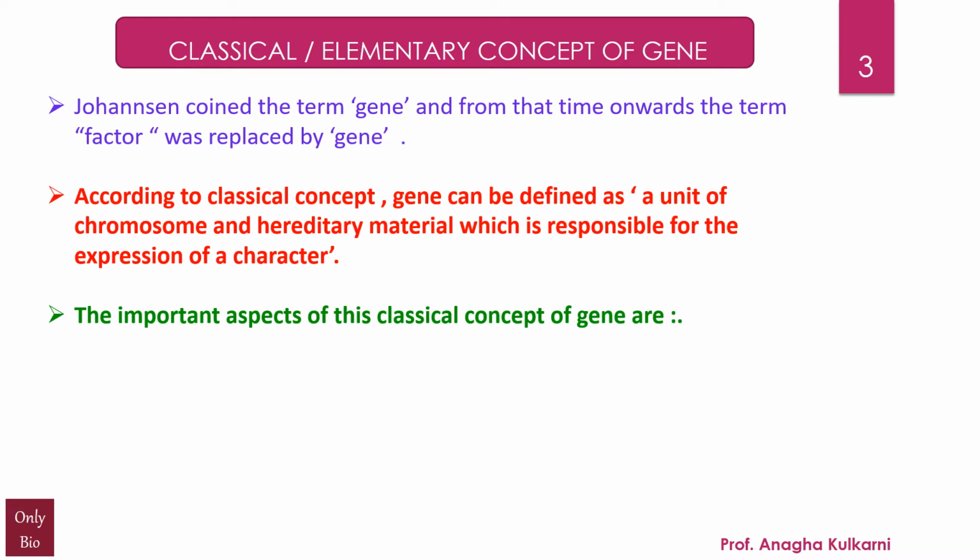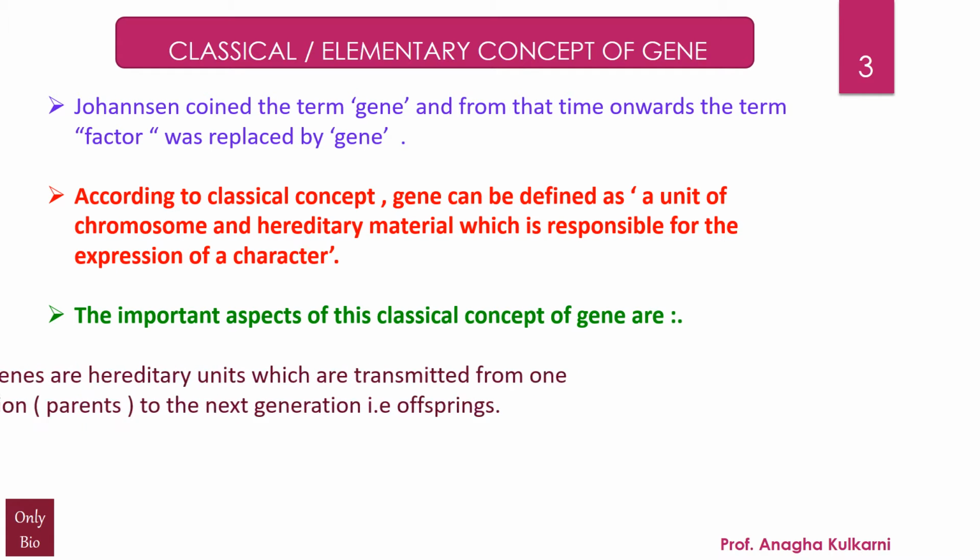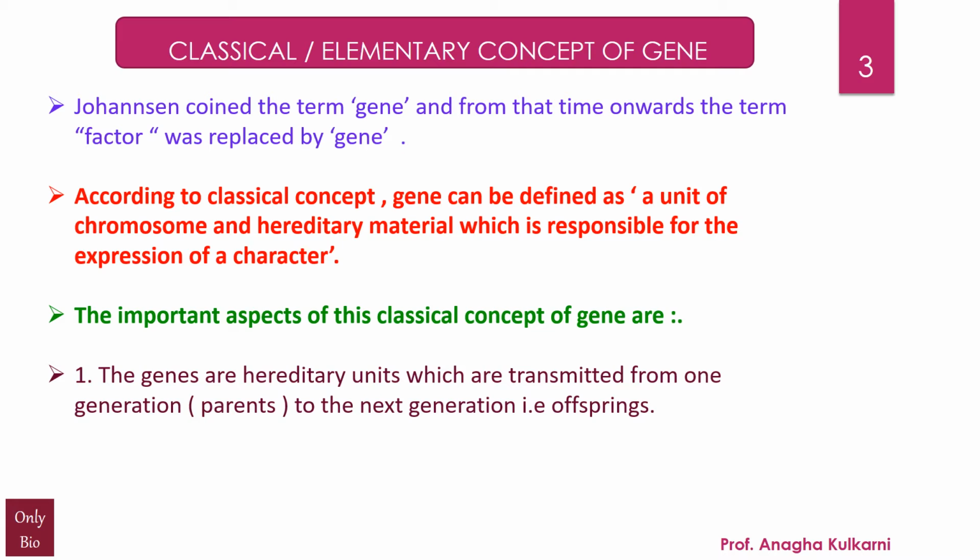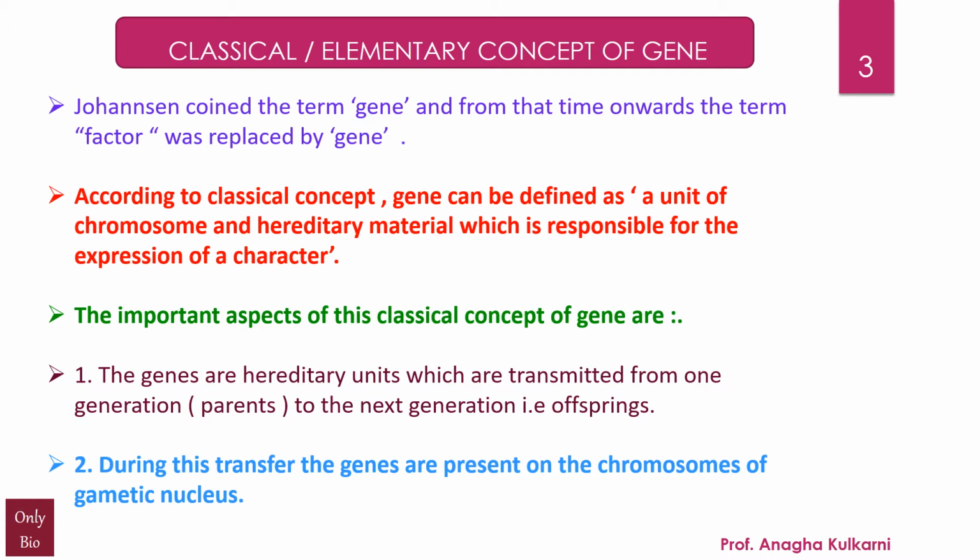The important aspects of this classical concept of gene are: first, the genes are hereditary units which are transmitted from one generation, that is parents, to the next generation, that is offsprings. Second, during this transfer, the genes are present on the chromosomes of the gametic nucleus. Friends, gametes carry the nucleus which fuse to form a zygote, and this is how the zygote gets the genes from both the parents.